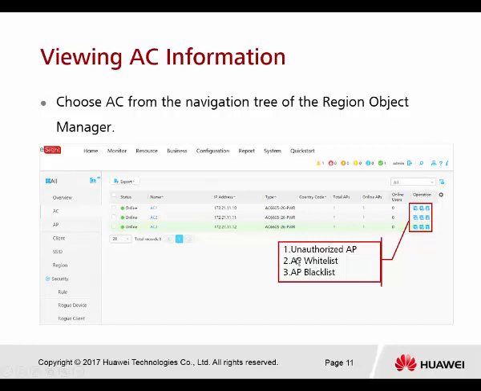And then for number 2 or number 3, you can only choose one and configure. The AP whitelist and the blacklist. The whitelist means the AP with this MAC address or serial number is always the authorized AP. The AC will always connect to this AP, the access point.